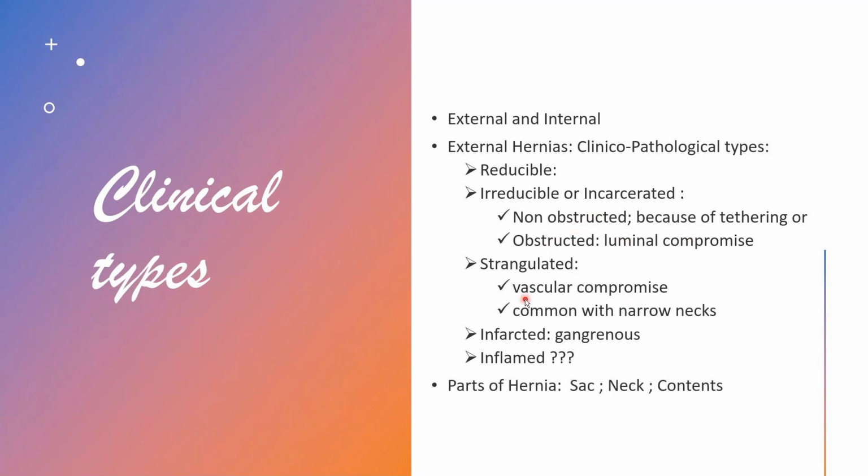The third term we should know is what is known as a strangulated hernia. And when there is a vascular compromise of any kind, it becomes a strangulated hernia, and most commonly seen where the neck of the sac is very, very narrow. The infarcted is subsequent to strangulation. Now there is frank gangrene of the bowel. That becomes an infarcted gangrenous hernia.